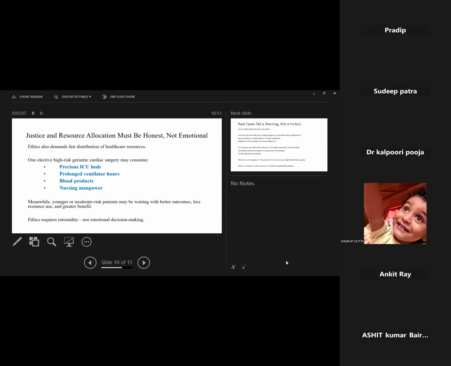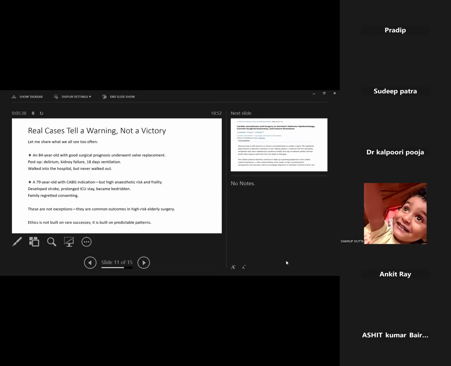Justice and resource allocation must be honest, not emotional. Ethics also demands fair distribution of healthcare resources. One elective high-risk geriatric cardiac surgery may consume precious ICU beds, prolonged ventilator hours, blood products, nursing, manpower. Meanwhile, a younger or moderate-risk patient may be waiting with better outcomes, less resource use, and greater benefit. Ethics requires rationality, not emotional decision making.